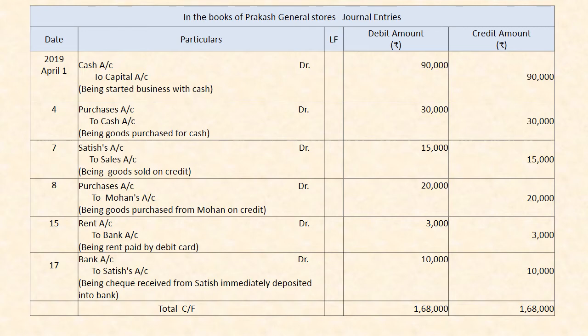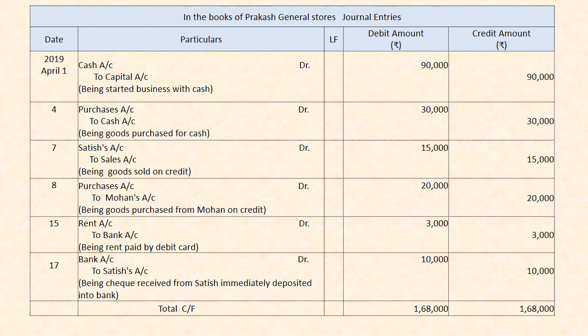Students, I want you to notice, see, the names of accounts written in journal entries start with a capital letter. Why is it? Because these are the specific names given to that specific account. So always start the name of an account with a capital letter. Do not start the name of an account with a small letter.